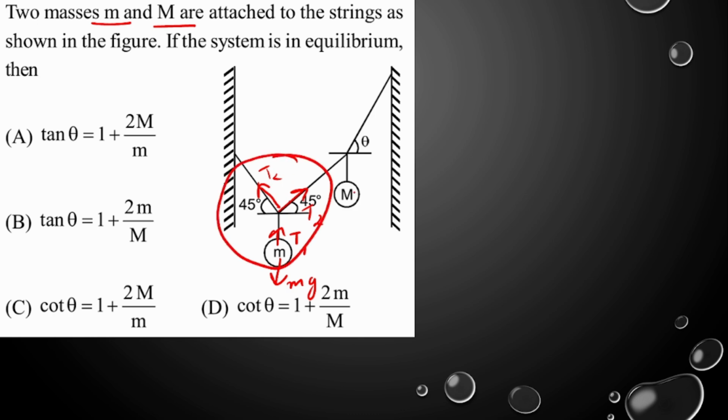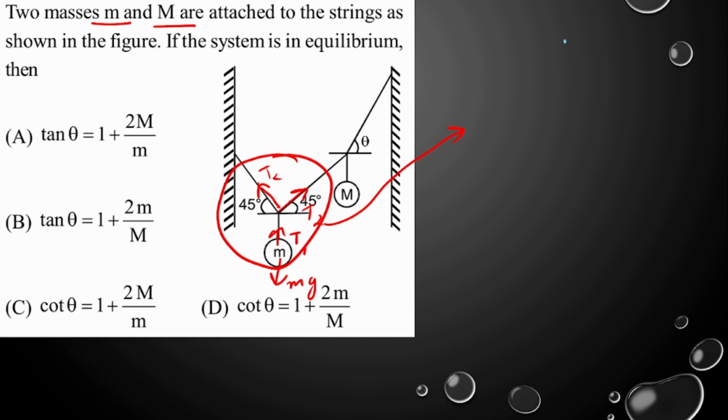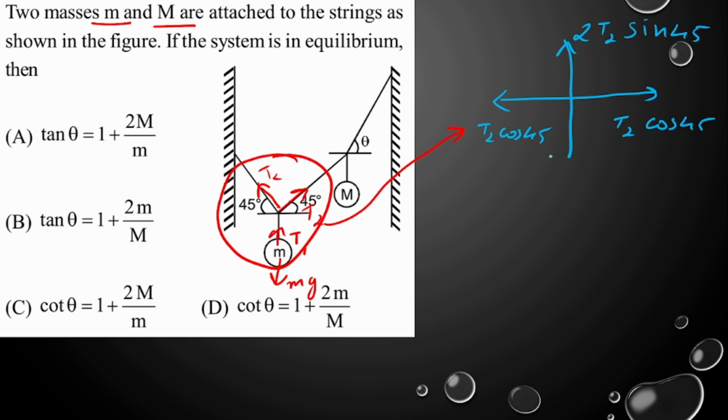So drawing this point over here, we will have something like T2 cos 45, T2 cos 45, and T2 sin 45 twice equals the downward force T1, and this T1 will be equal to mg, so I am writing directly small mg. At this point this angle will also be 45.